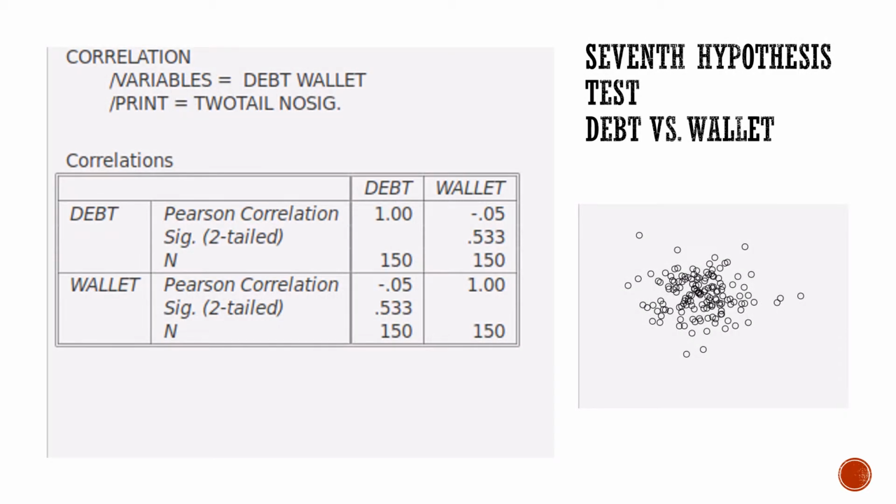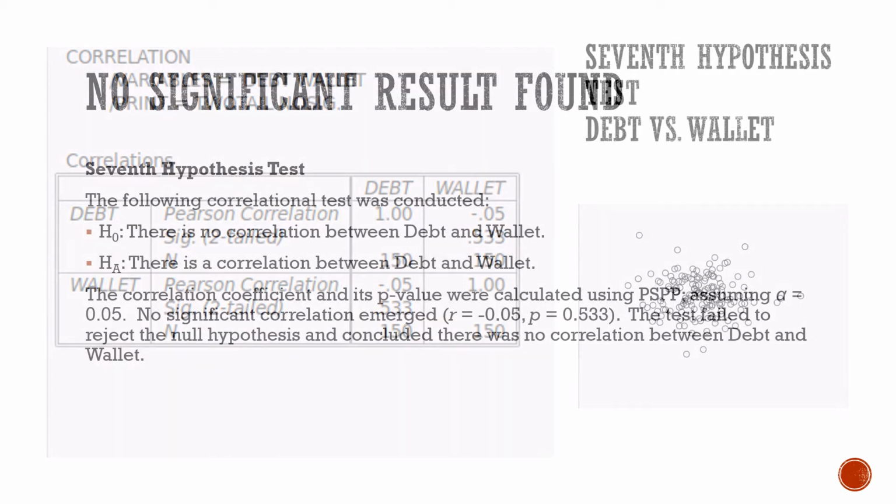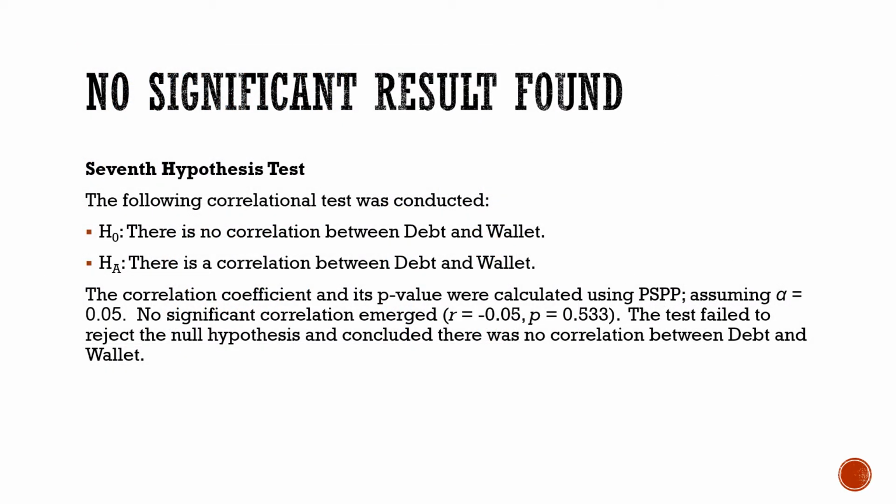Seventh hypothesis test, debt versus wallet. Again, our correlation is a negative 0.05, a tail of 0.533, and the scatter plot is everywhere again. On this seventh hypothesis test, we had no significant result found. Again, the correlation negative 0.05 with a tail of 0.533. The test failed to reject the null hypothesis and concluded there was no correlation between debt and wallet.